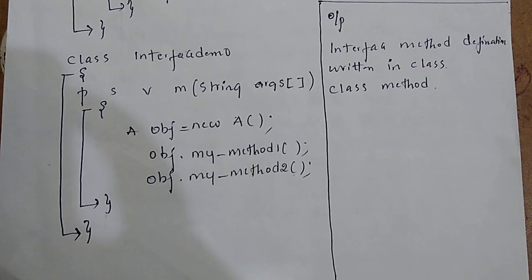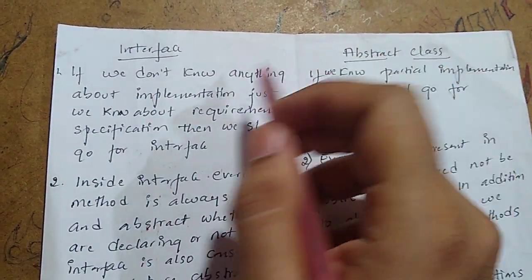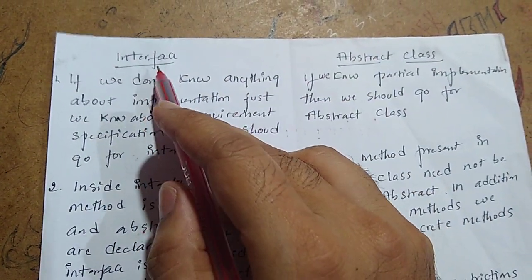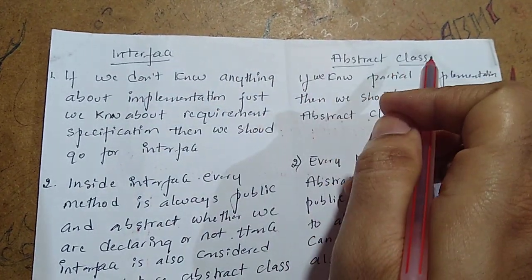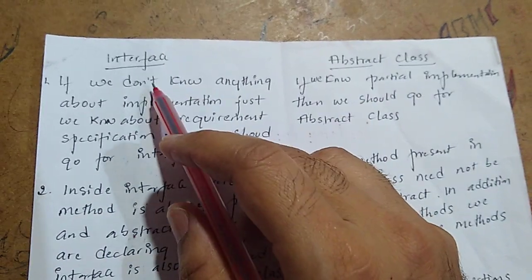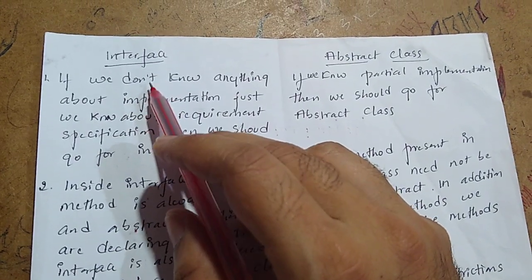Next we will see the difference between interface and abstract class. In the previous video I explained the difference between interface and just a class. Now the difference between interface and abstract class. So the first difference is when we go for an interface.